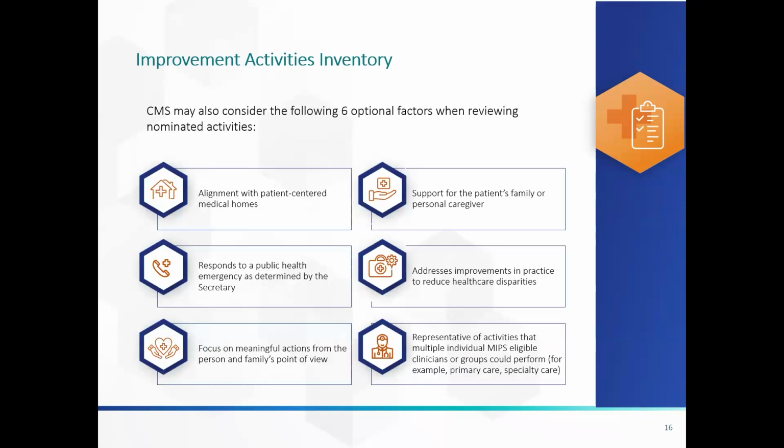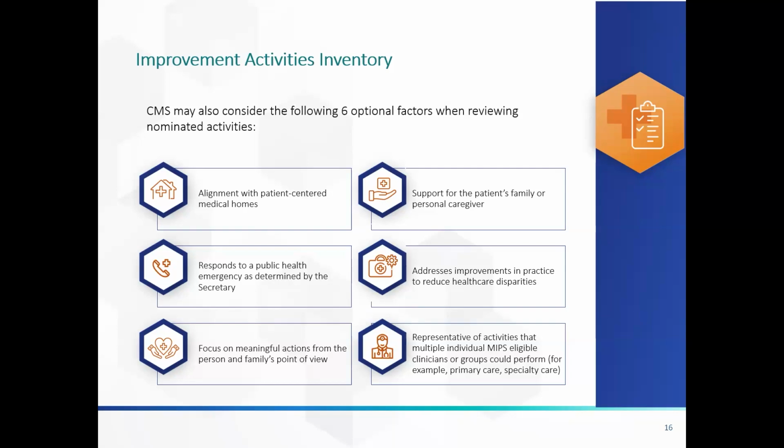In developing, proposing, and finalizing improvement activities to be included in the inventory, we consider the following 8 criteria. New activities must not duplicate other improvement activities in the inventory. New activities must drive improvements that go beyond standard clinical practice. Relevance to an existing improvement activity subcategory or a proposed new subcategory. Importance of an activity toward achieving improved beneficiary health outcomes.